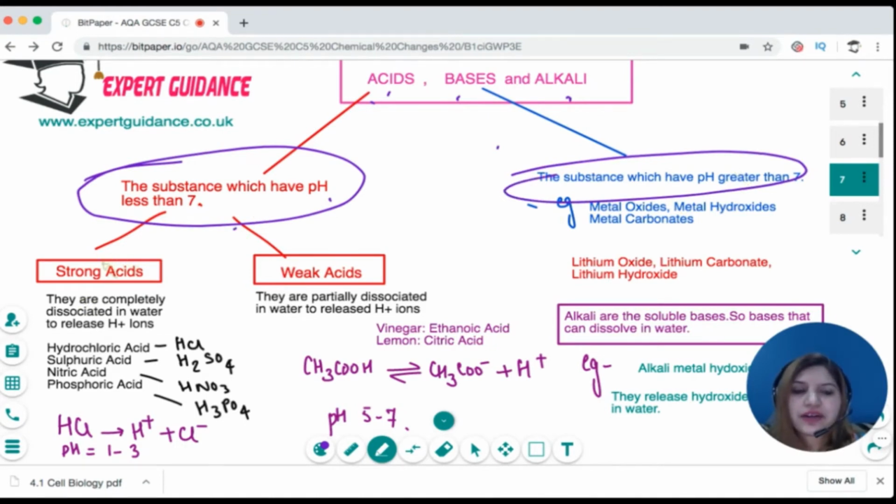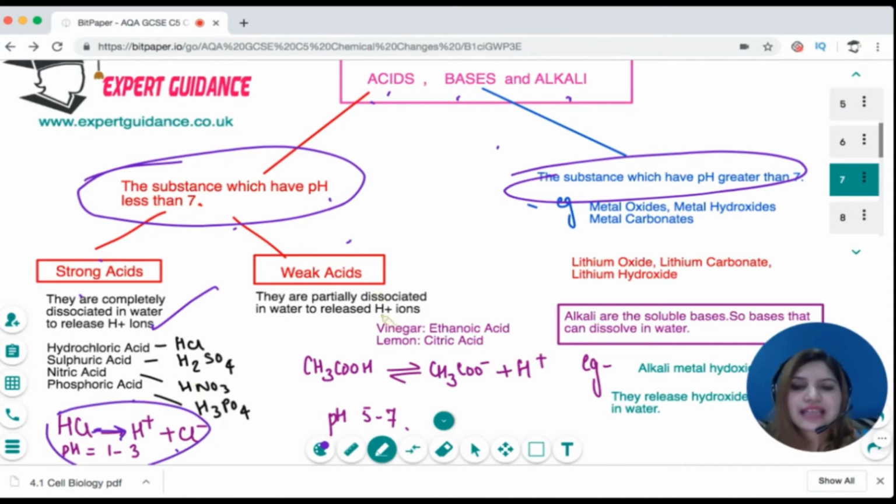Acids are strong or weak. Strong acids are those acids which are completely dissolved in water to release H+. For example, hydrochloric acid dissociates into H+ and Cl-, and we represent it with a single arrow as it is a strong acid and completely dissociated, no reverse reaction. pH is between 1 and 3.